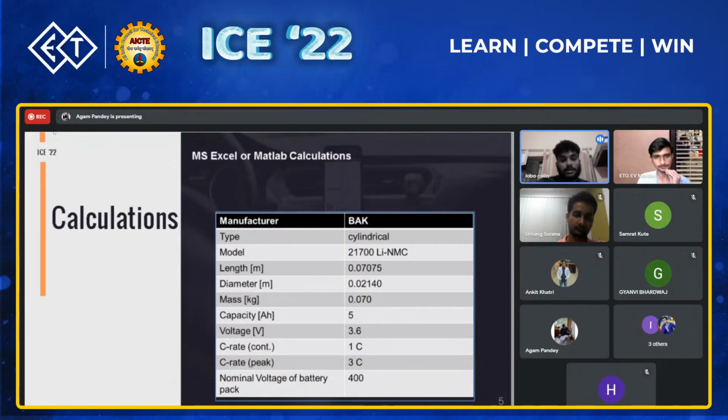21700 means 21 is the diameter and 70 is the length of a single cell. Capacity is 5 amp-hours and voltage is 3.6 volts. Nominal voltage of the battery pack is an assumption of 400 volts. If you multiply the capacity and voltage, you get the battery cell energy, which turned out to be 18 watt-hours. Next slide.